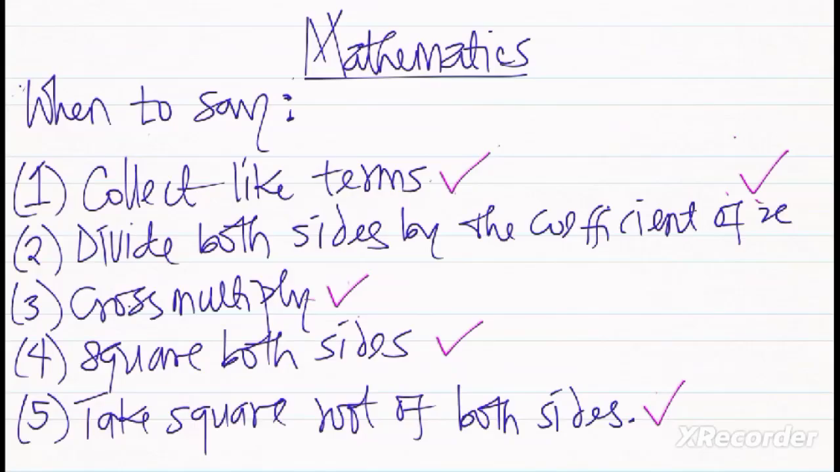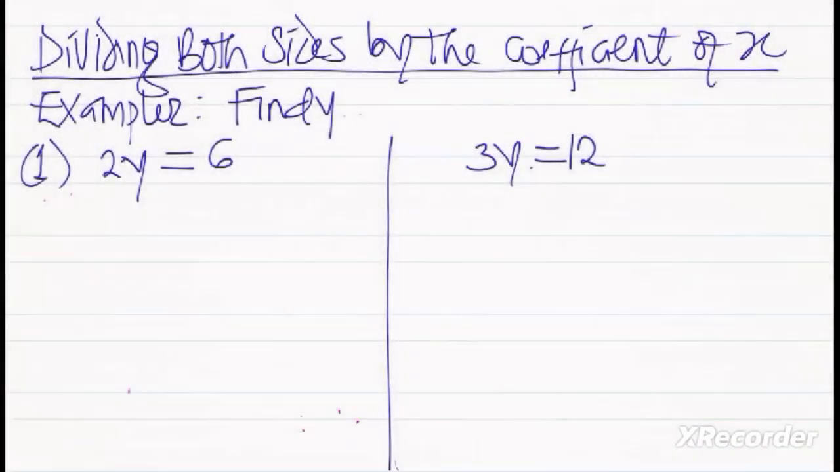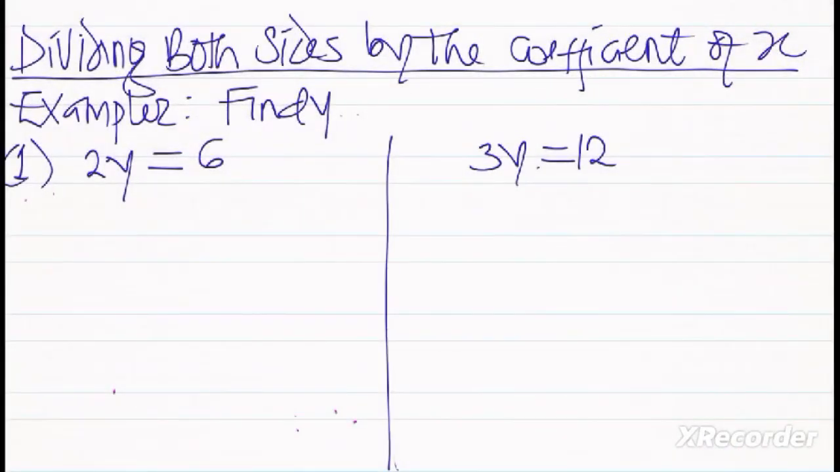For the last video when I post, we started with this first one when be how and when to collect like terms. So for this today video, we go learn the second one when be how to divide both sides by coefficient of x and how to cross multiply. If you never see my last post, check my last video so that you go fit understand how and when to collect like terms. So starting with this first one now, dividing both sides by coefficient of x.